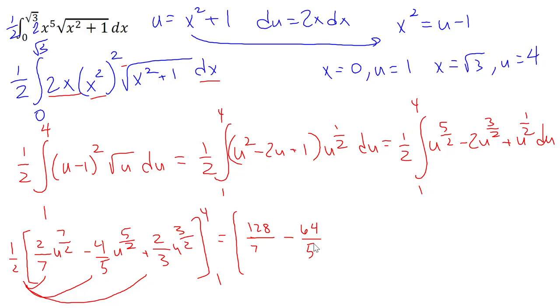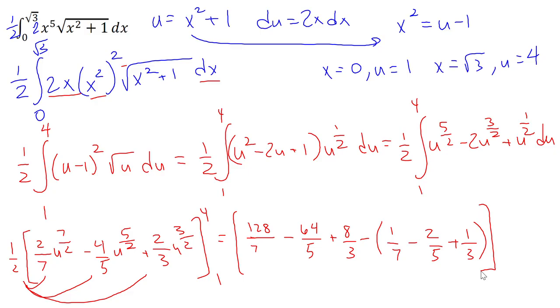And then when we plug in the 4 to the last piece there, which is now a 1/3 u to the 3/2, it's just 1/3 of 8, so plus 8/3. And then we'll subtract, of course, when we plug in 1, it's just going to be a 1/7, a minus 2/5, and a plus 1/3. And if you do all the arithmetic on that right here, you're going to get 127/7, a negative 62/5, and a 7/3.